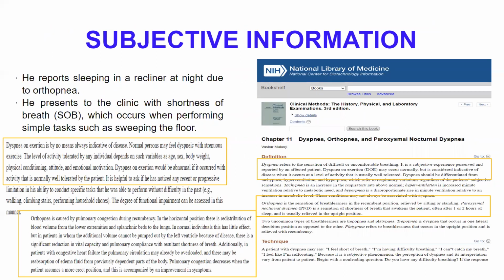So we also have the subjective information. I said a while ago that he reports sleeping in a recliner at night due to orthopnea. Orthopnea is the sensation of breathlessness in the recumbent position, relieved by sitting or standing. Also, he presented to the clinic with shortness of breath, which occurs when performing simple tasks such as sweeping the floor. Dyspnea refers to the sensation of difficult or uncomfortable breathing. It is a subjective experience perceived and reported by an affected patient.